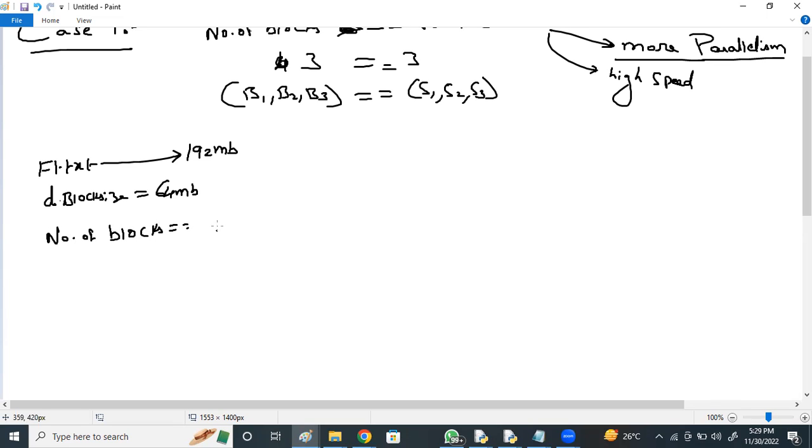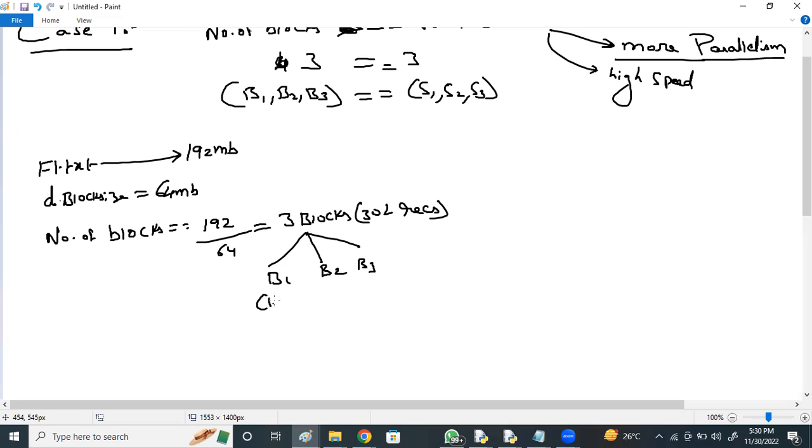Number of blocks, how many? 192 by 64. The 192 MB file is divided into fixed size chunks called blocks, like 64, 64. Each block of size 64, right? So how many blocks will you get? 3 blocks exactly, B1, B2, and B3. Assume you have some 30 lakh records. In B1, 10 lakh assume. In B2, 10 lakh assume. In B3, 10 lakh records assume.